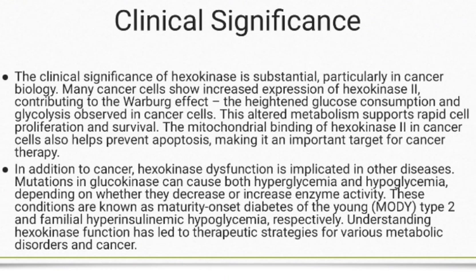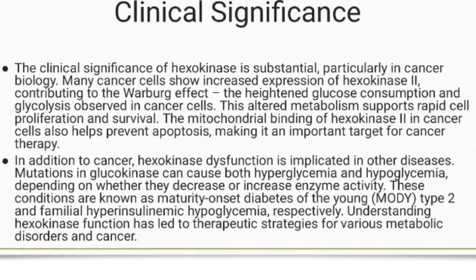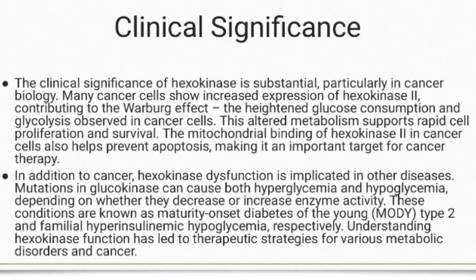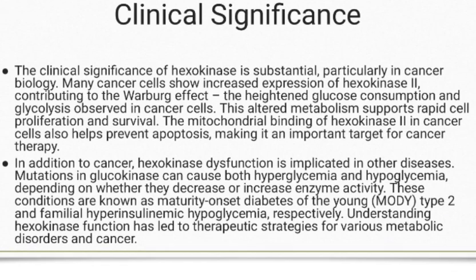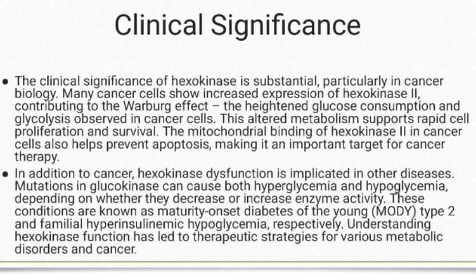The mitochondrial binding of hexokinase 2 in cancer cells also helps prevent apoptosis, making it an important target for cancer therapy. In addition to cancer, hexokinase dysfunction is implicated in other diseases. Mutations in glucokinase can cause both hyperglycemia and hypoglycemia, depending on whether they decrease or increase the enzyme activity. These conditions are known as maturity onset diabetes of the young type 2 and familial hyperinsulinemic hypoglycemia respectively. Understanding hexokinase function has led to therapeutic strategies for various metabolic disorders and cancer.